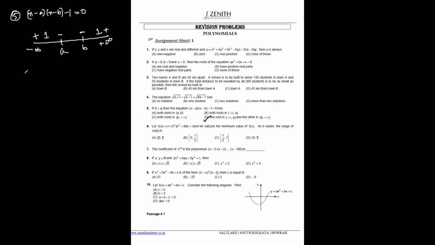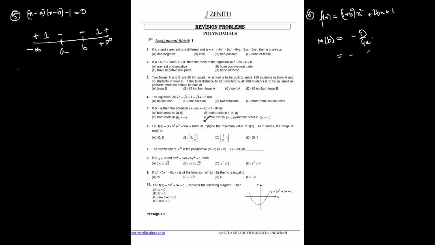Okay, next question number 6. We have f(x) equal to (1 plus b square) times x square plus 2bx plus 1. If the minimum value of this is m(b), then what is the range of m(b)? So for a quadratic, what is the minimum value of any quadratic? Minus D by 4a.